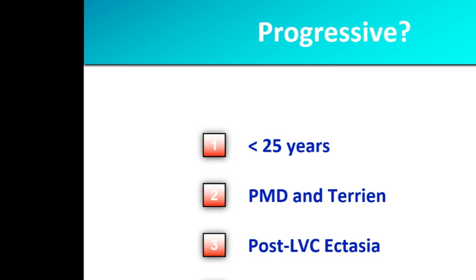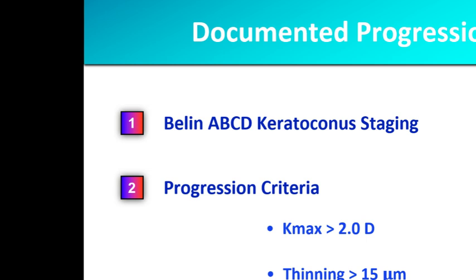Now, what is the meaning of progression? Progression is getting worse, but we need to follow parameters. We need to follow criteria in order to say that this is progressive and we are going to do cross-linking, for example. There are two ways to document progression. Either go for Belin ABCD categorizing staging, if you have Pentacam and the software of the Pentacam.